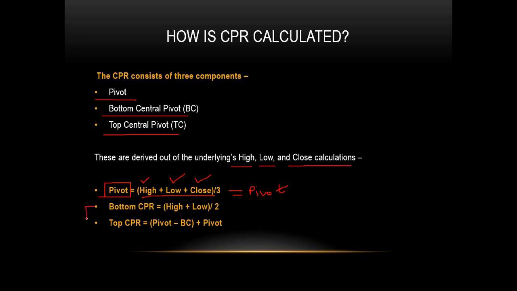And the same goes for calculating bottom central pivot and top central pivot. For bottom central pivot, we will use only high and low prices and average it. But for calculating top central pivot, that is TC, we take the pivot value and the bottom central pivot and subtract it. That is pivot minus BC. And the resulting value we will add to the pivot point again. That means pivot minus bottom central pivot plus pivot, and the result obtained will be our top central pivot.